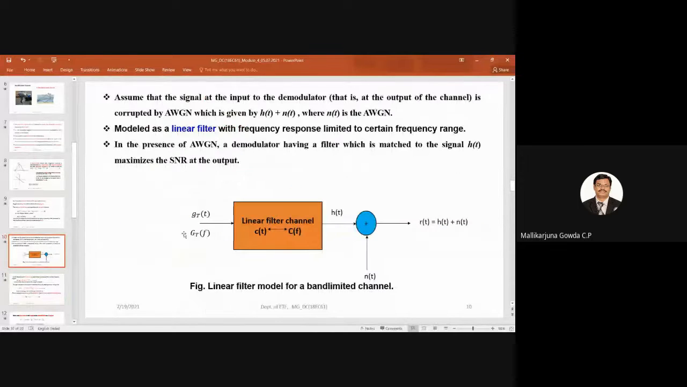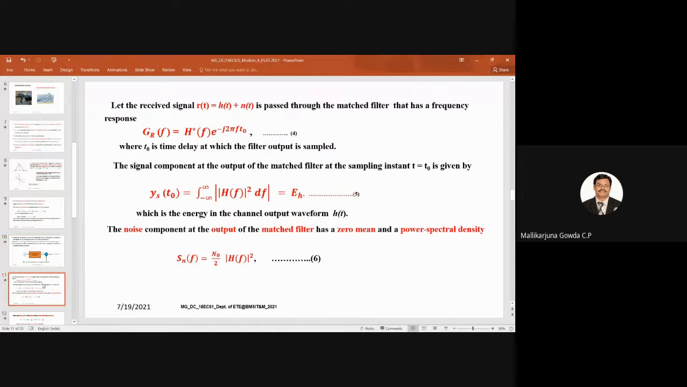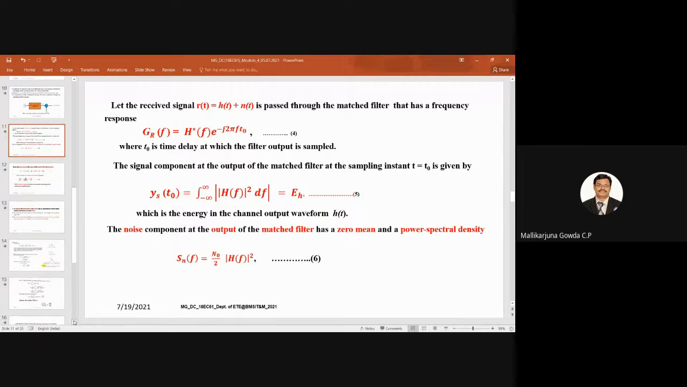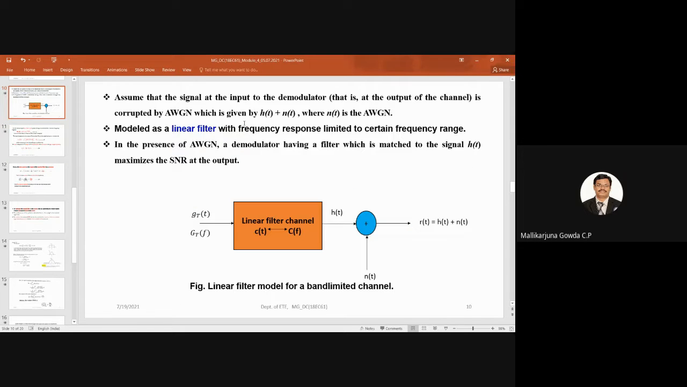So the linear filter model for a band limited channel means you have to write this diagram. So how do we take this up mathematically? Let me denote the received signal by r(t), which is equal to h(t) plus n(t), and I am passing this through the matched filter that has the frequency response of this one.